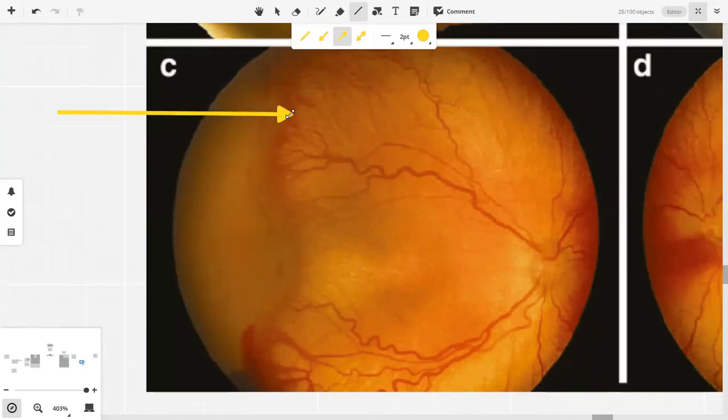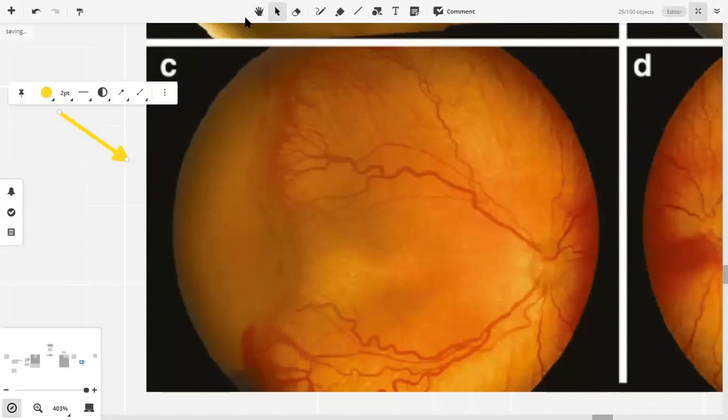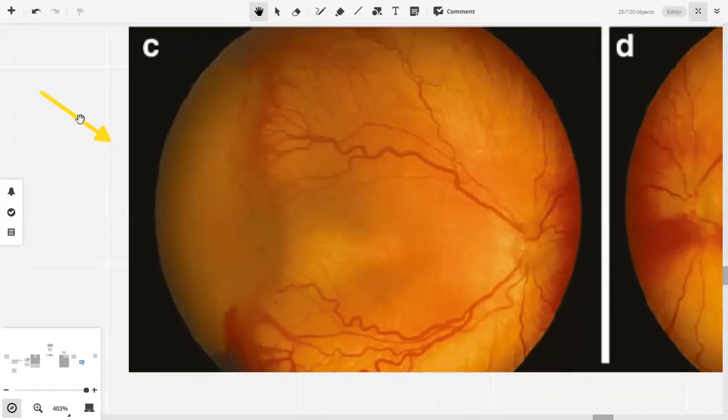If you performed an FFA of this patient, which we do not need to do in routine clinical examinations, but if we did, you would see that there will be leakage and hyperfluorescence around these vessels. So there's neovascularization, there is a ridge. Is there anything else, anything peculiar about this image?